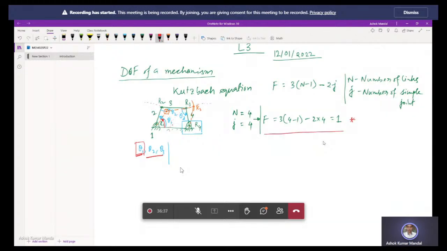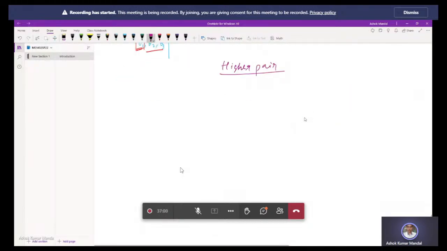Now we will discuss some of the special situations. One of the situations is, suppose there is a higher pair in a mechanism. Let me draw a higher pair. Suppose it looks like this.